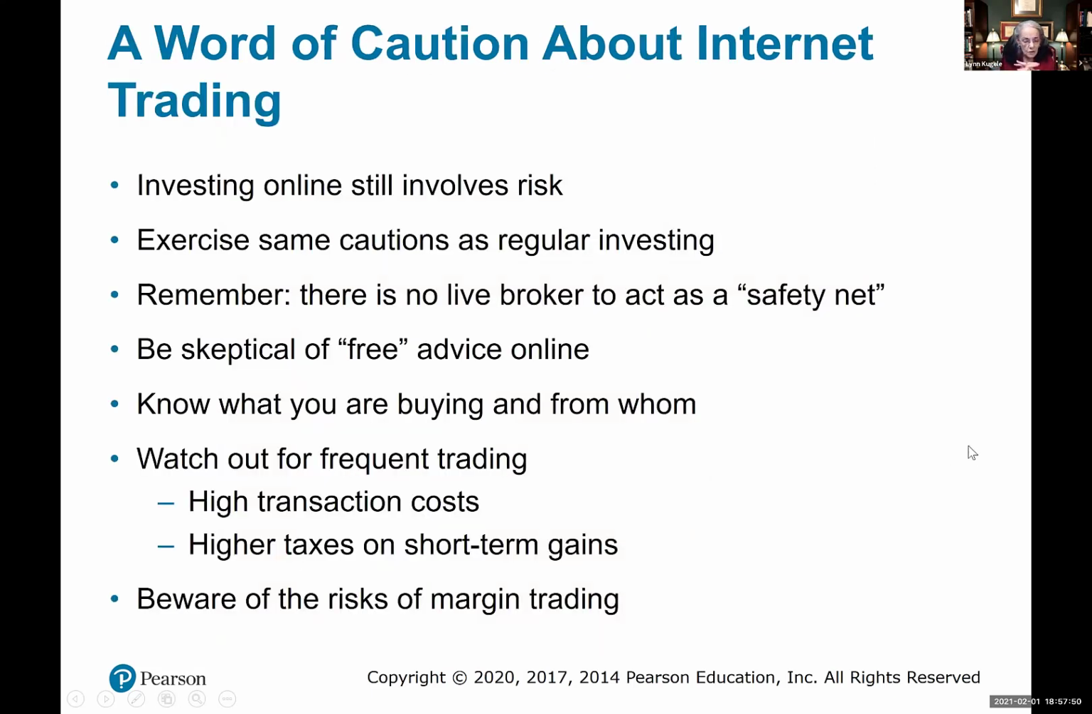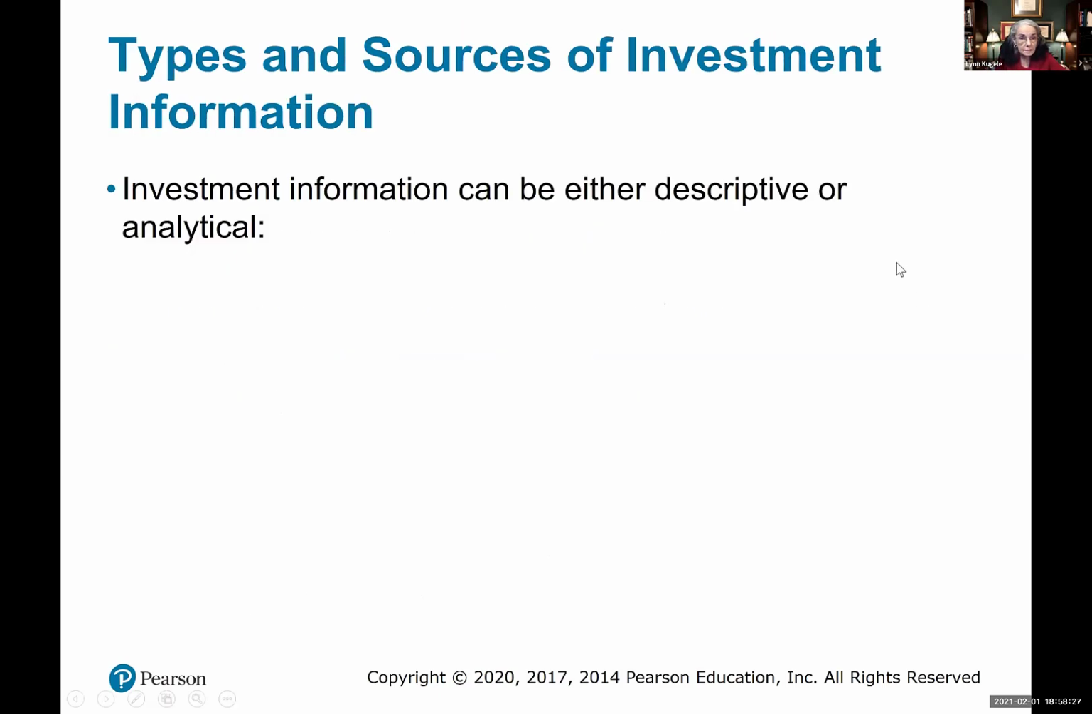Now, internet trading. Let's be honest, trading on the internet involves risk. You have to exercise, obviously, the same precautions. There's nobody there like your broker to say, are you sure you want to do this? You should be skeptical of free advice. You should know who you're buying from. And by the way, guys, behavioral finance research has shown men trade much more frequently than women do, so they have higher transaction costs. And you should be aware of the risk of shorting and margin trading.